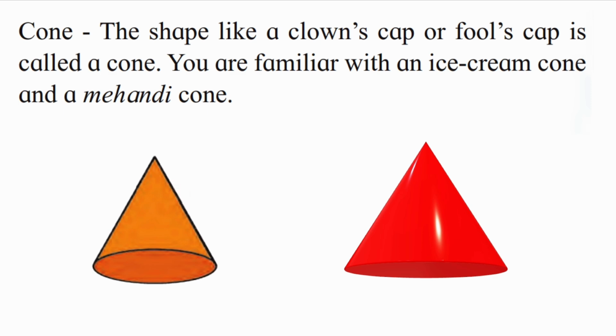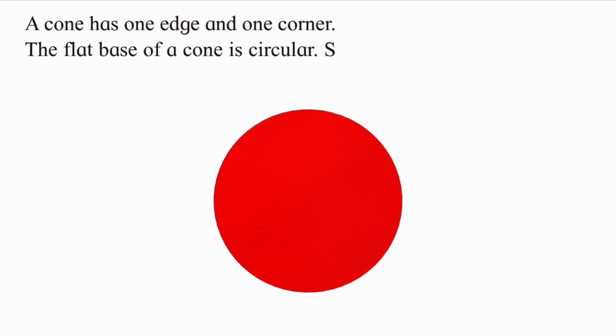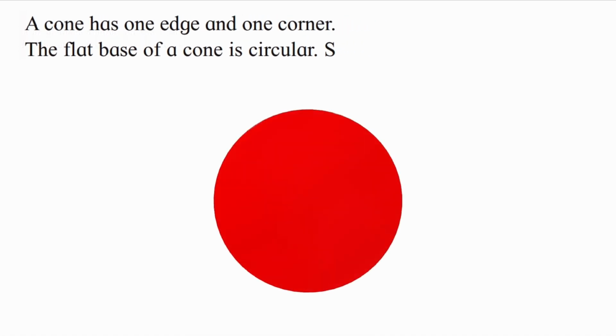This is a cone. You are familiar with an ice cream cone. Yes, I know that you like ice cream. And a mehendi cone, right? A mehendi cone also has the shape of a cone. A cone has one edge and one corner. This is the edge of the cone. You can see this is the edge. A cone has one edge and one corner.